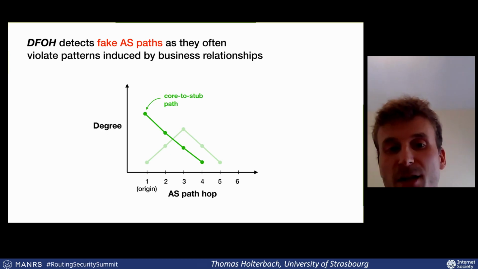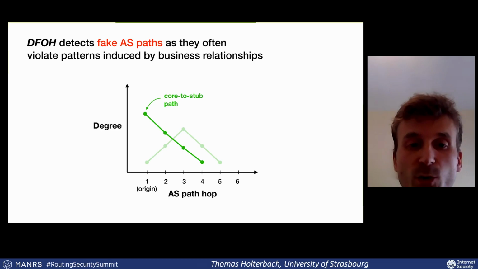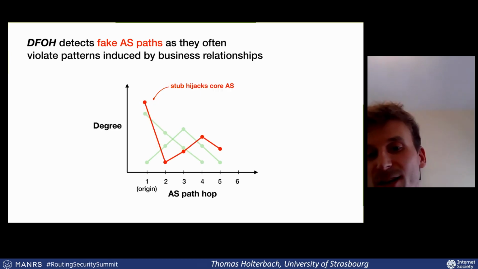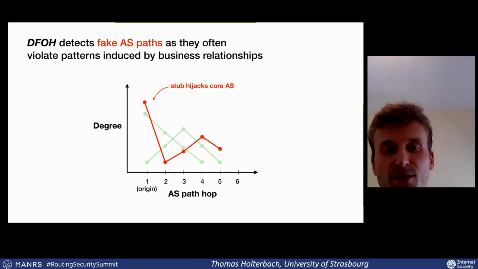For a core-to-stub path, well, the degree just goes down, that's obvious. But what we should not see is something like that. If the degrees go down, then up, then down again, this is very suspicious as well, and we detect those cases.